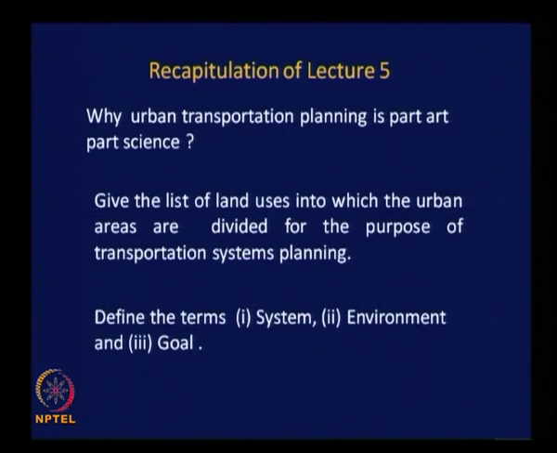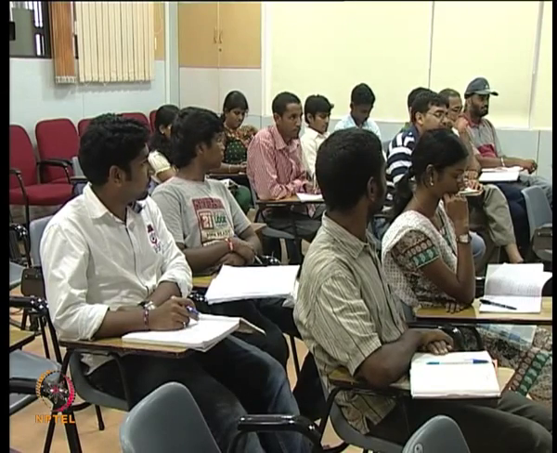The second question is, give the list of land uses into which the urban areas are divided for the purpose of transportation systems planning. Residential, recreational, industrial, agriculture, forest land, then institutional and so on. So that is how we divide the urban land uses into different categories at a macro level to facilitate categorization of the urban land use based on the use to which they are predominantly put in urban areas.